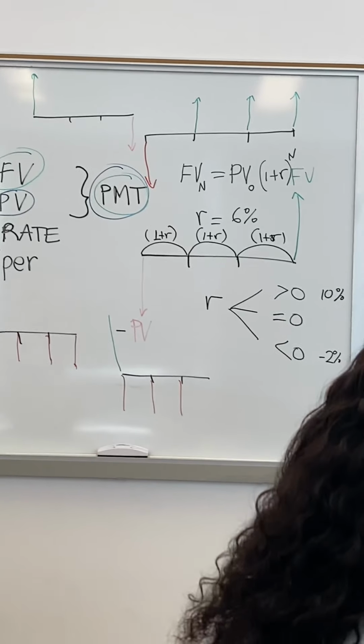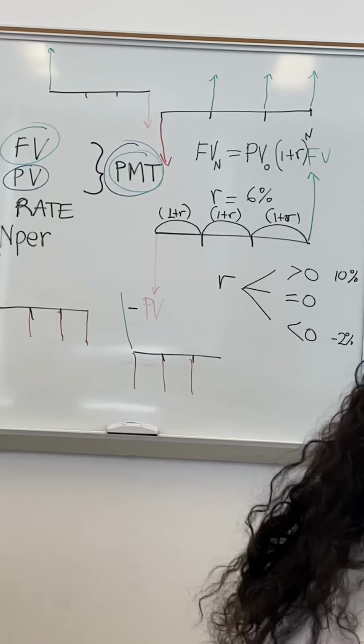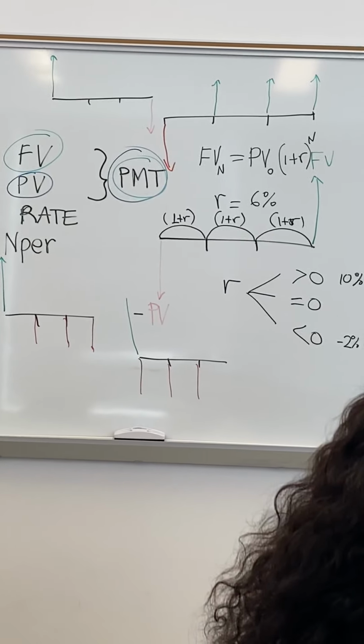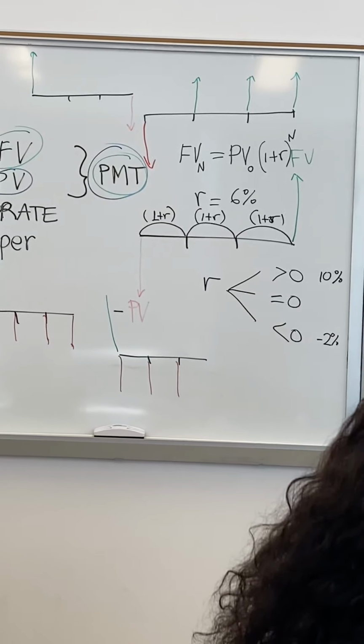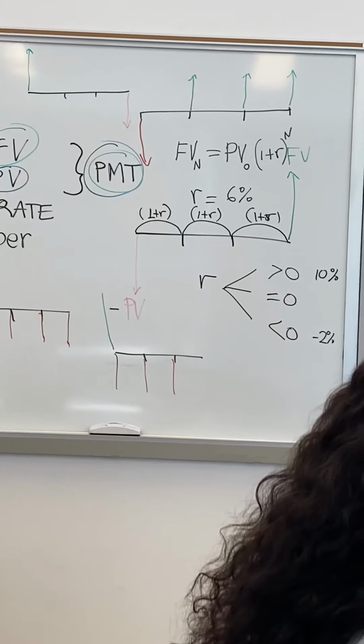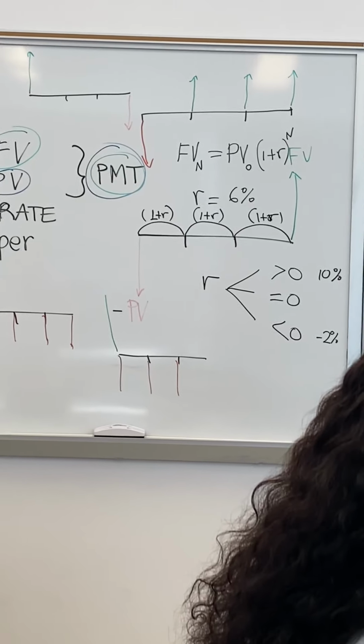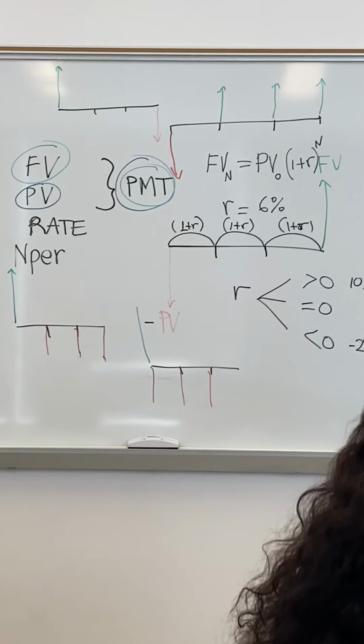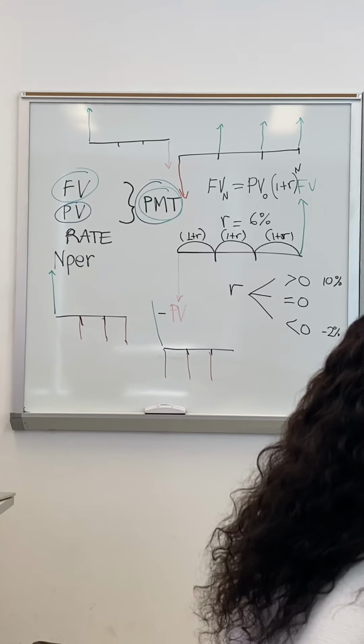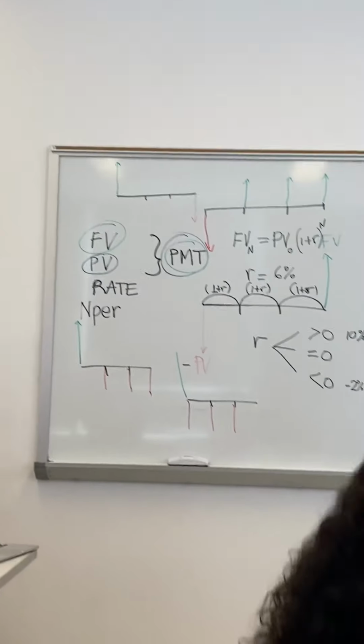If the return rate is 0, the future value is the same as the present value. If the return rate is negative, the future value is less than the present value. And I want you to write that stuff down in your notebook.